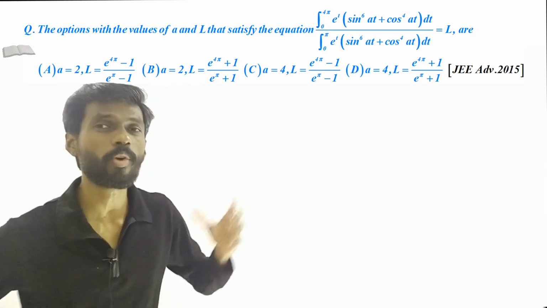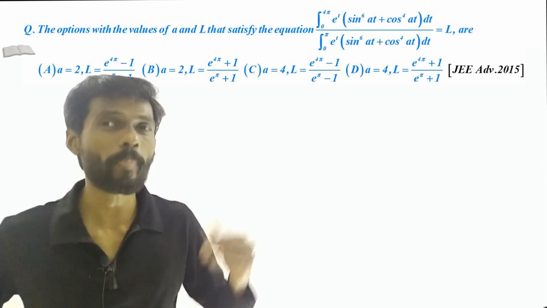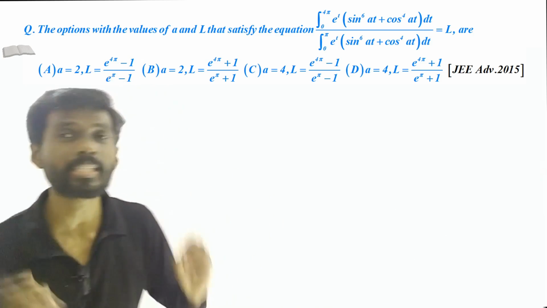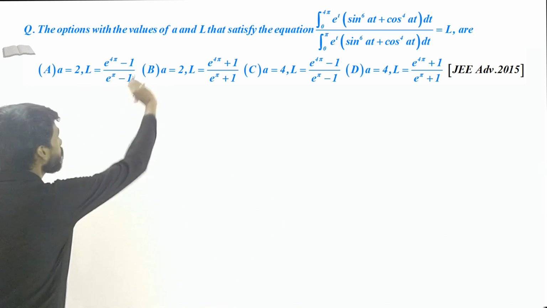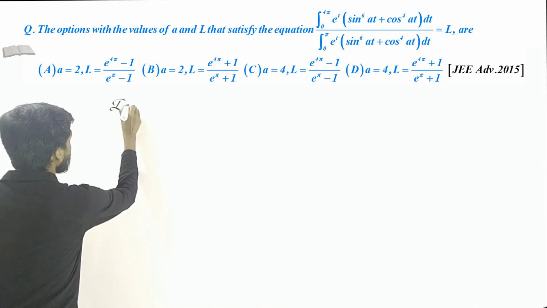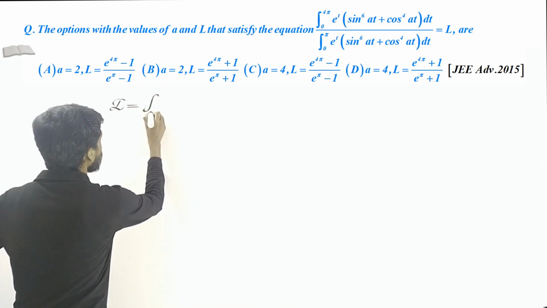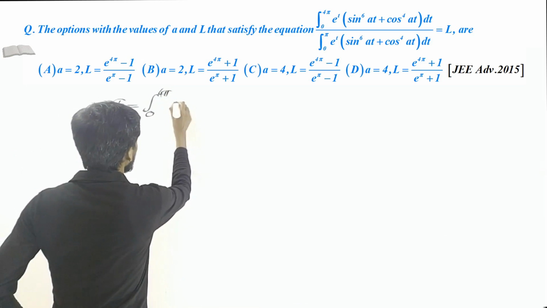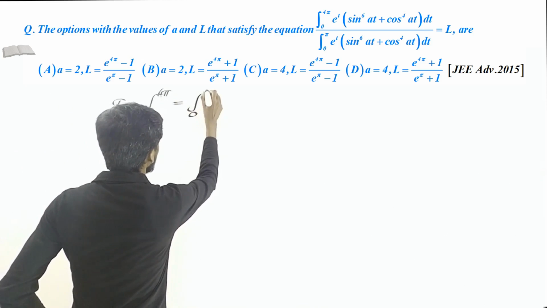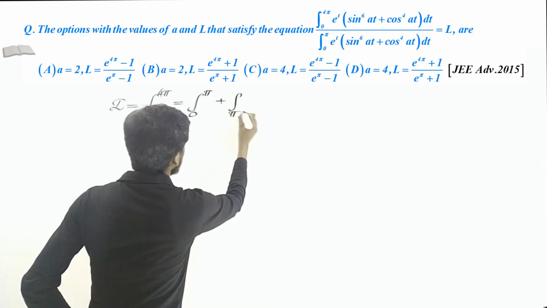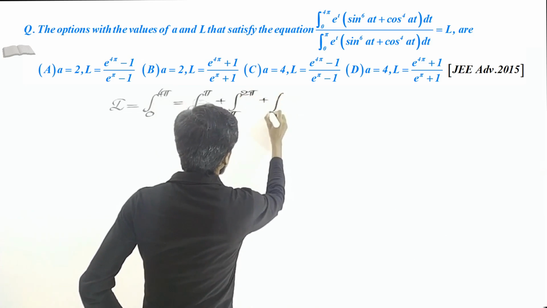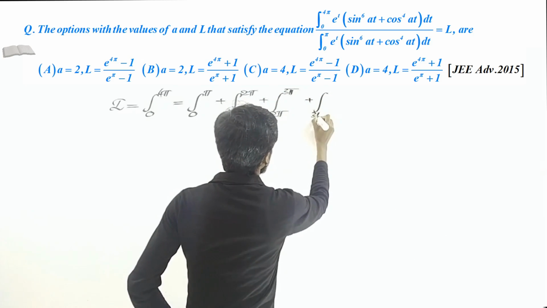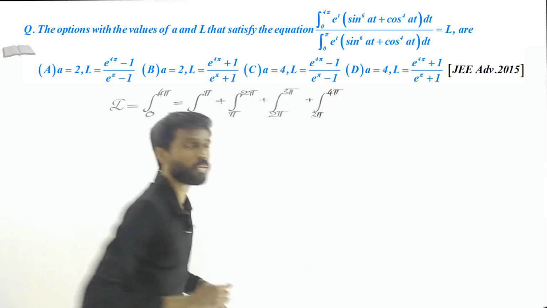The numerator has limit 0 to 4 pi, so we can split it into 4 parts: 0 to pi, pi to 2 pi, 2 pi to 3 pi, 3 pi to 4 pi, and then add all these integrals. Let us simplify only the numerator part. I am taking the numerator integral as, say, I. So the integral I equals the integral from 0 to 4 pi, whatever the integrand is, I am not writing that. That is split into 4 parts: 0 to pi, then pi to 2 pi, plus 2 pi to 3 pi, plus 3 pi to 4 pi. So we have split it into 4 parts.